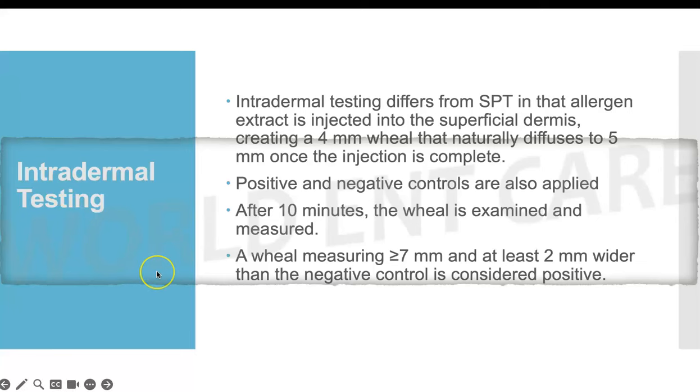Okay, now as with SPT, positive and negative controls are also applied in intradermal test. Here, after 10 minutes, the wheal is examined and measured. Now, the wheal measuring more than 7 mm and at least 2 mm wider than the negative control is considered positive.